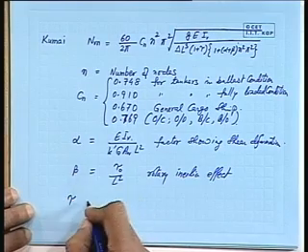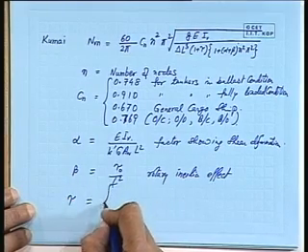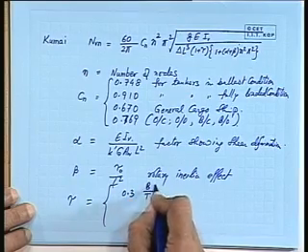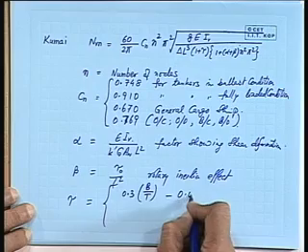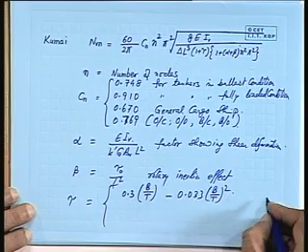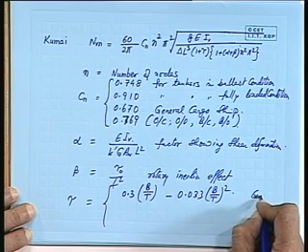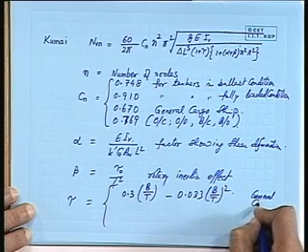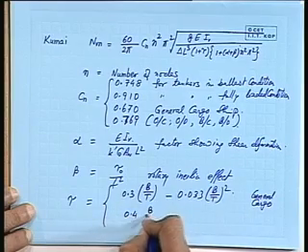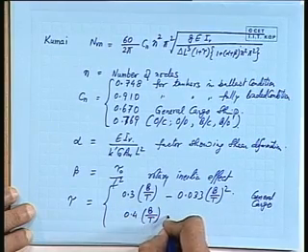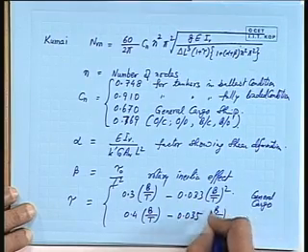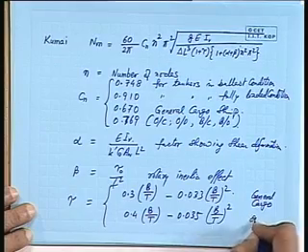Now, the added mass factor tau is 0.3 b by t, I am using this term, minus 0.33 b by t square. This is for general cargo. And 0.4 b by t. So some changes have been made here. Oil tanker.